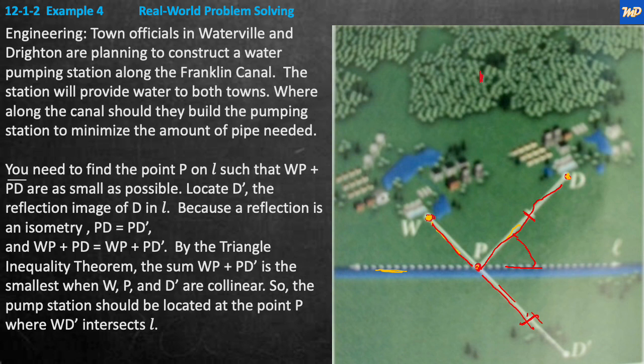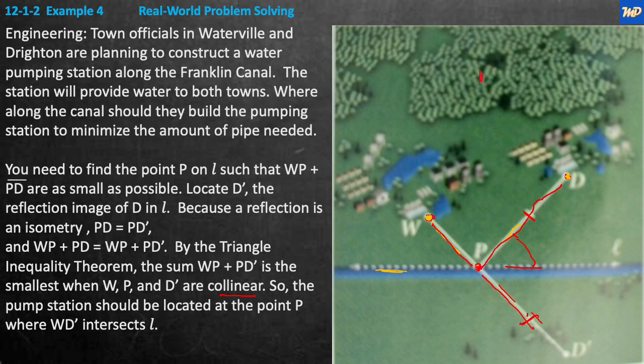That's what it says. The theorem: the sum WP plus PD prime is the smallest when WP and D prime are collinear, on the same line. So the pumping station should be located at point P, where WD prime intersects L. So they've shown you where the pipeline is, and this would be the length of the pipeline.